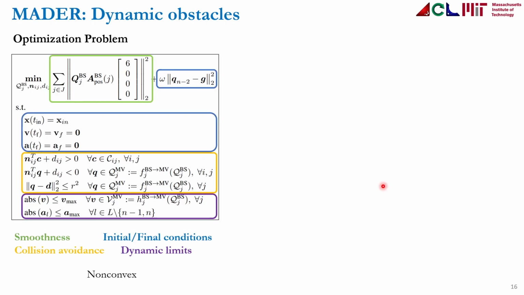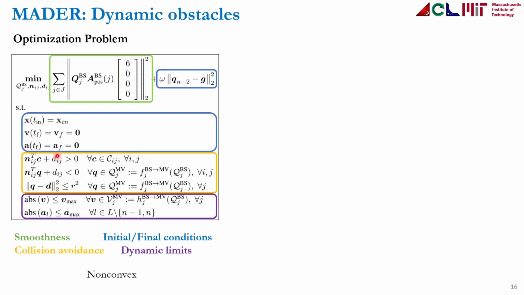So then the way the optimization problem looks is as follows. We want to maximize the smoothness of the trajectory. We want to impose these initial and final conditions. We have the collision avoidance constraints, and we also have these dynamic limits. The problem here is that we are actually including the planes as decision variables.